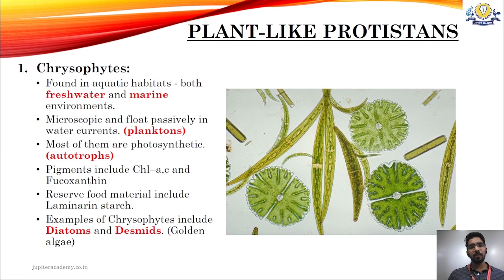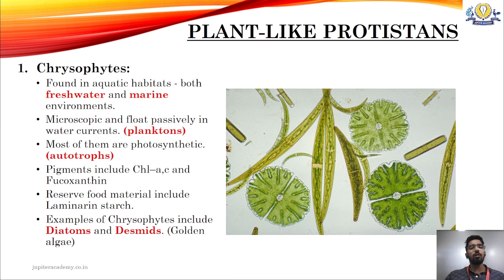Let us start with the first group of plant-like protists, the chrysophytes. They are generally found in aquatic habitats, both freshwater as well as marine environments. They are microscopic, obviously, because they are single-celled organisms, and they float passively in water currents. Such organisms which float passively in the ocean or in any other water body are called planktons. You are thinking correctly: these chrysophytes are the ones termed as phytoplanktons, be it in oceans or in freshwater bodies.